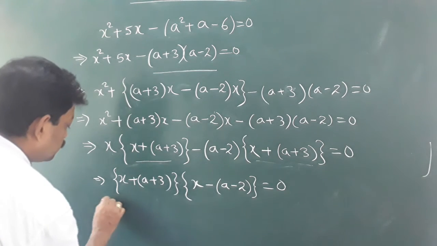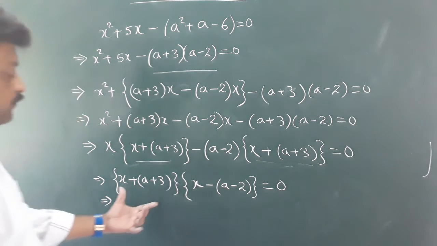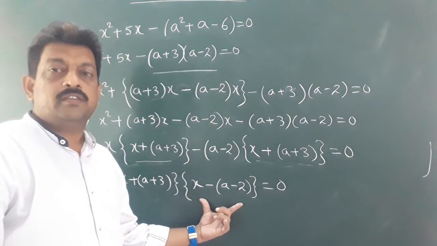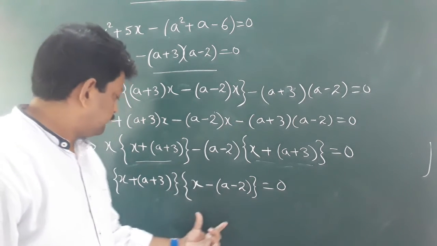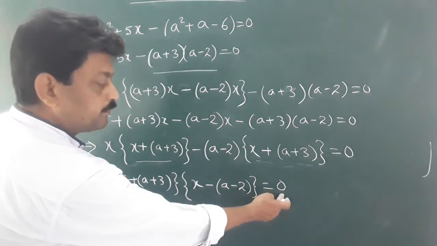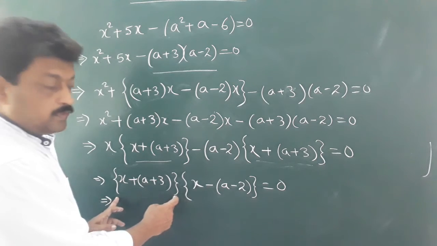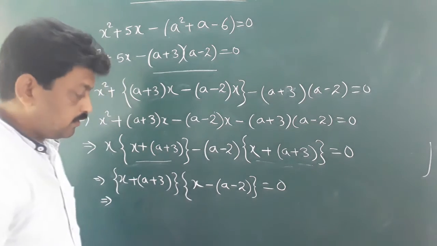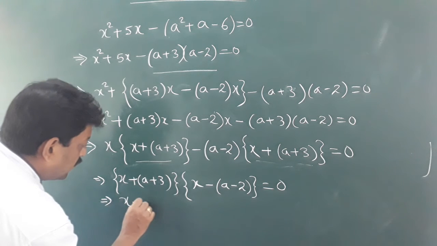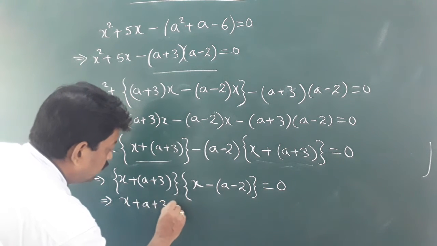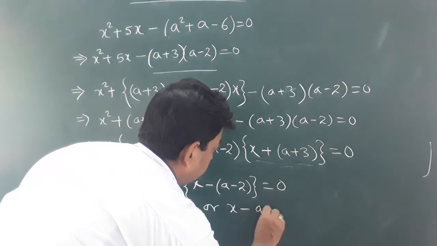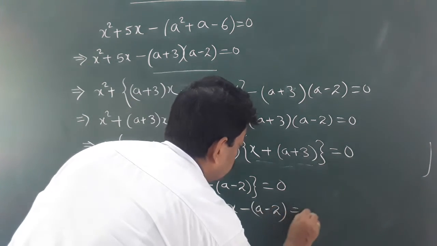Okay. So here also we are getting two factors, x plus a plus 3 and x minus a minus 2 in the bracket. So either the first factor equals to 0 because their product is 0. So either the first factor is 0 or the second factor is 0. Therefore we can write x plus a plus 3 equals to 0 or x minus a minus 2 equals to 0.